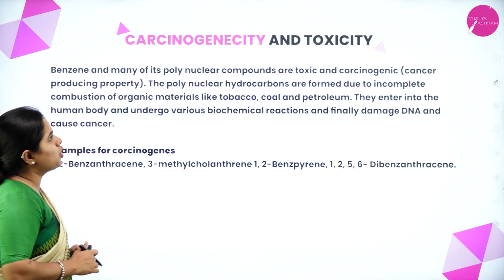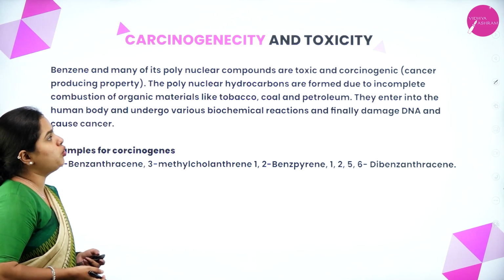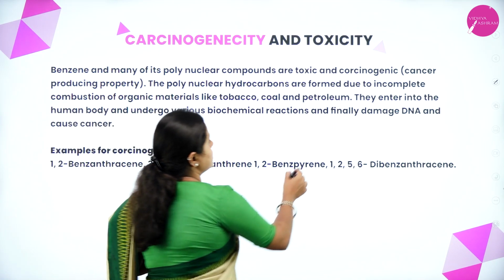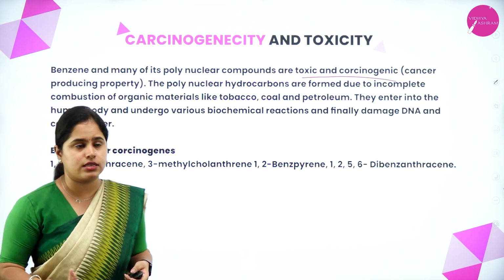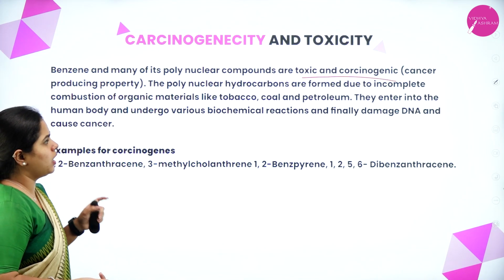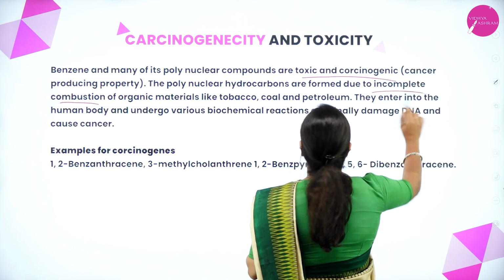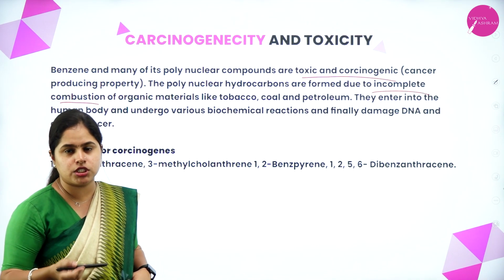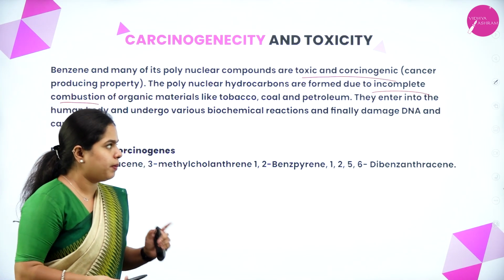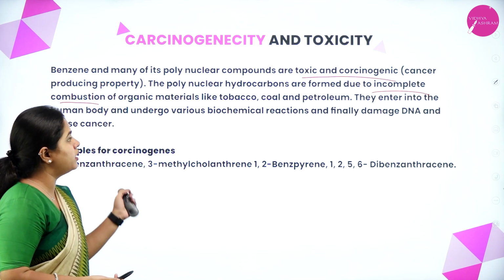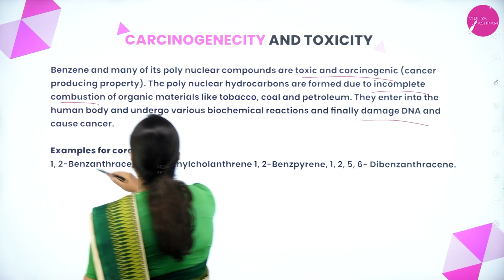Right. Now moving on to the last topic, that is carcinogenicity and toxicity. So benzene and many of its polynuclear compounds are toxic and carcinogenic. That means carcinogenic, we have already discussed this. They cause cancer, right? The polynuclear hydrocarbons are formed due to incomplete combustion of organic materials, right? Organic substances, when they undergo incomplete combustion, form these carcinogenic substances, right? For example, tobacco, coal and petroleum. They enter into the human body and undergo various biochemical reactions and finally damage the DNA and cause cancer.